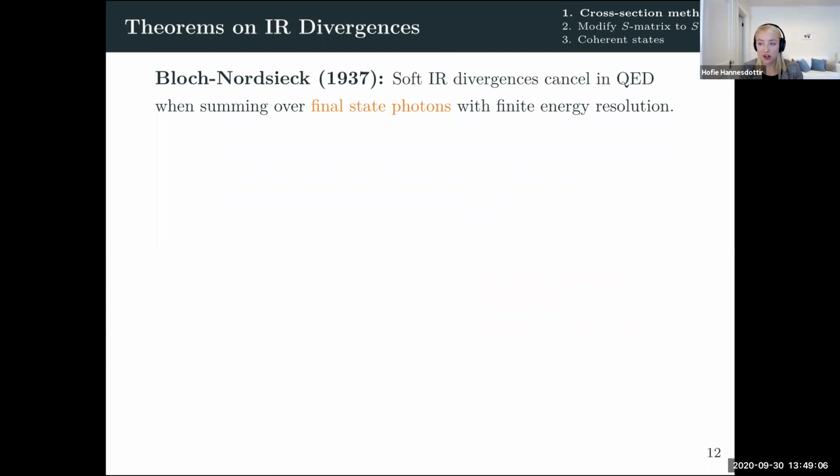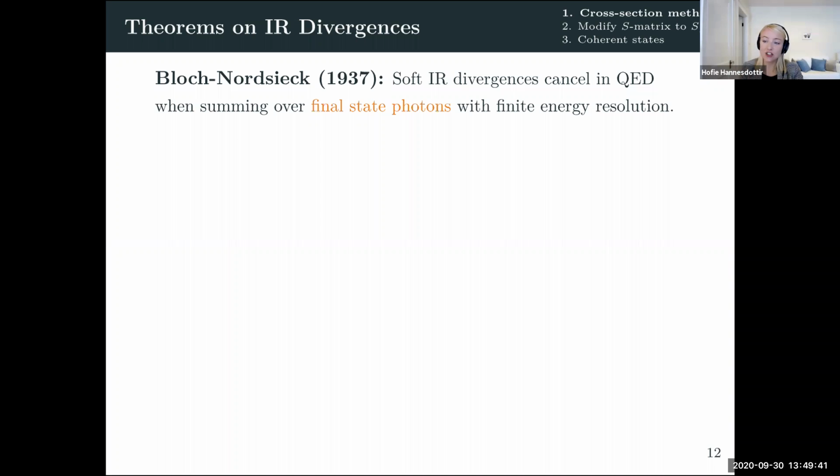So the Bloch-Nordsieck theorem is an old theorem in QED that says that soft IR divergences cancel when we sum over all final state photons with some finite energy resolution. And this is very physically appealing. This is just in line with the logic that I told you, namely that if we have a detector, then something might have been in our detector that we didn't see. And if we just sum over all possible final state photons, taking this detector resolution into account, then we get something finite. So this is great, works perfectly in QED.